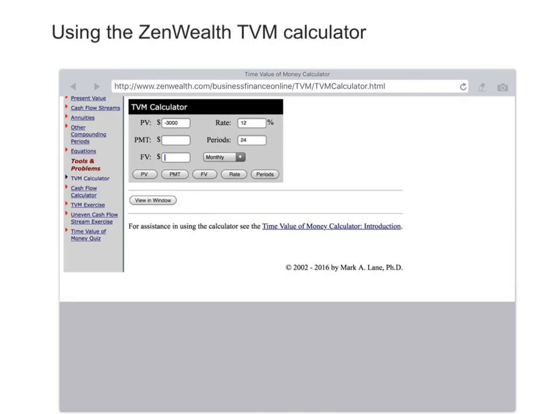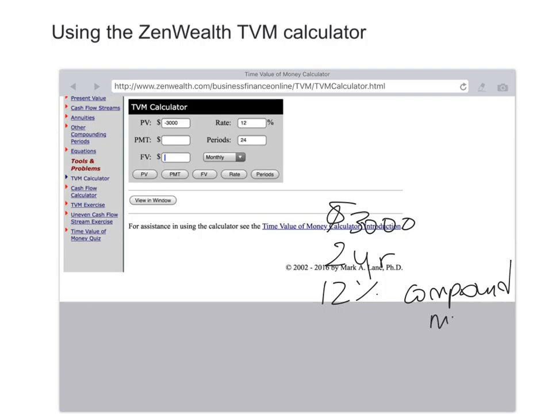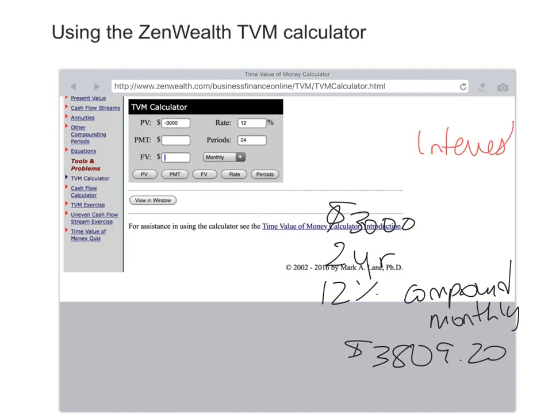So we'll find out here that if I had invested $3,000 for 2 years at 12%, compounded monthly, then I wind up with a value of $3,809.20, which actually means that the interest that I earn is going to be, let's do $3,809.20, subtract 3,000. Yes, I can do this in my head. So I'm going to make an interest of $809.20. So that would be my total interest.